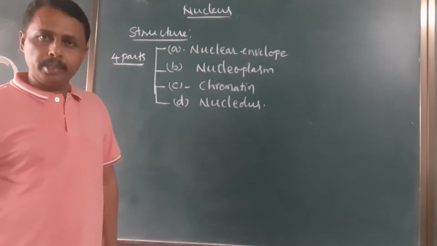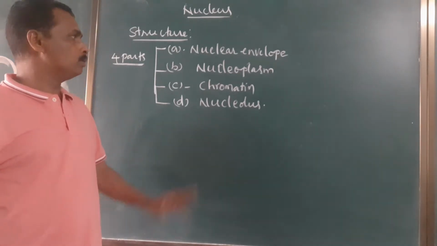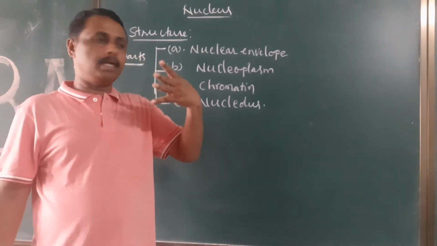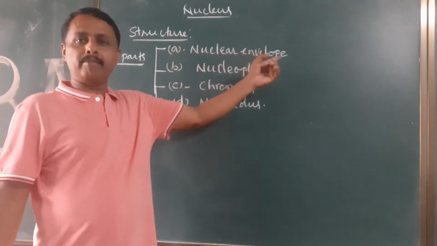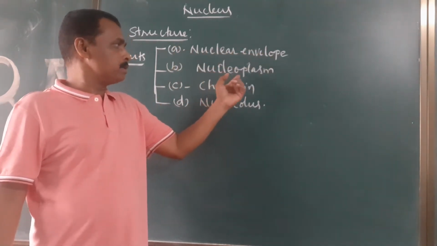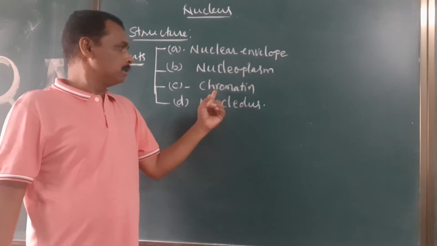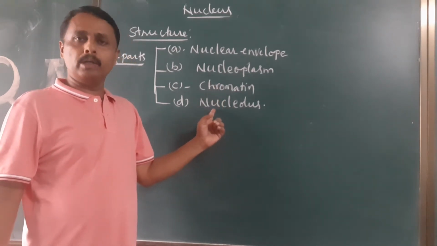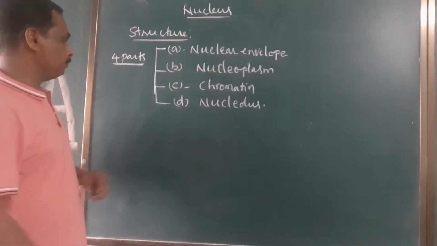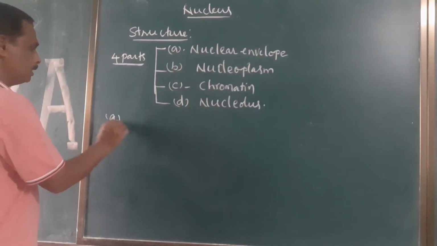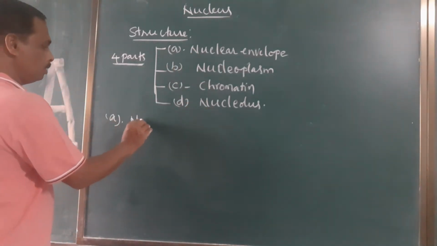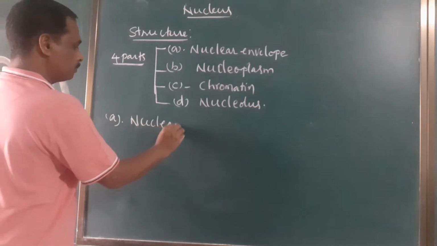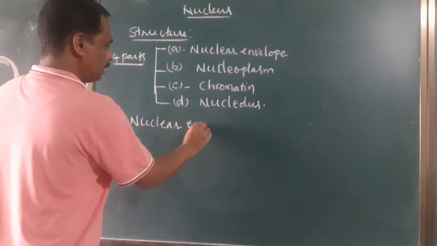So structurally, nucleus has been divided into four parts. What are those? First one is a nuclear envelope. Second one is nucleoplasm. Third one is chromatin. Fourth one is nucleolus. So when talking about the first one, that is nuclear envelope.